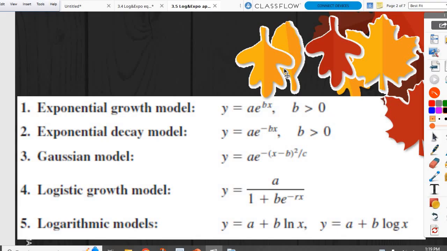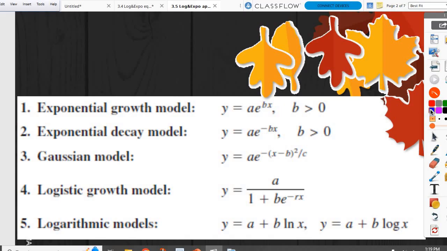This is kind of the fun part, right? We learn math to be able to apply it to real-world situations and solve real-world problems. And exponentials and logarithms actually have a lot of cool applications that we can use.